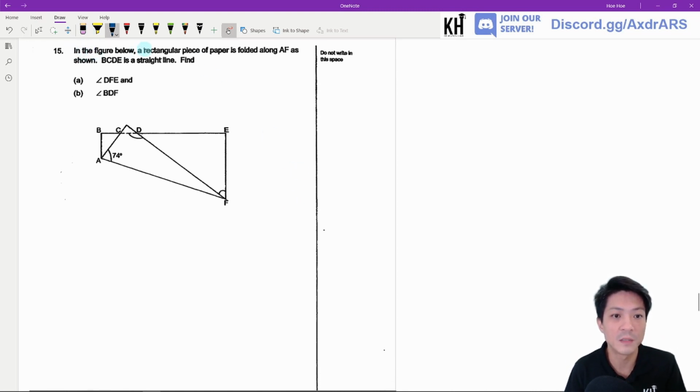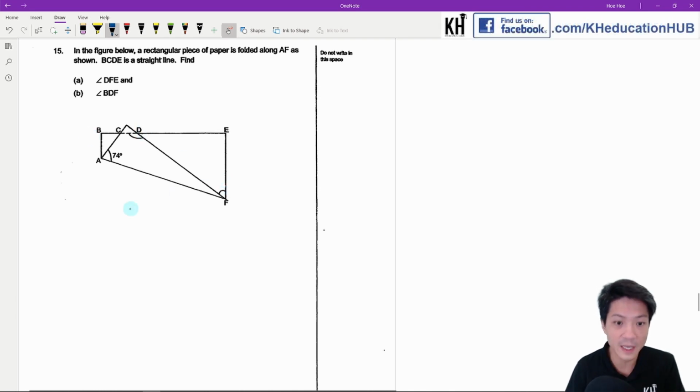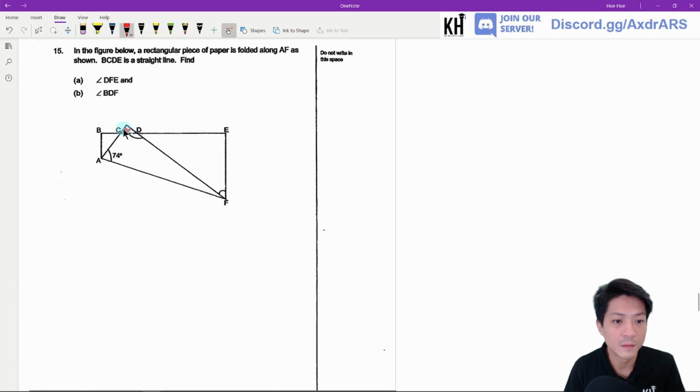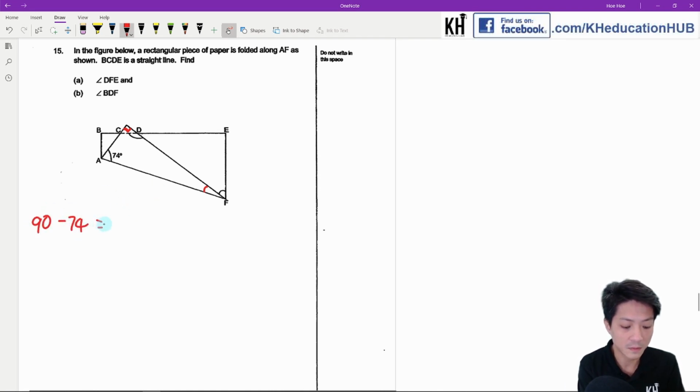Question 15. In the figure below, a rectangular piece of paper is folded along AF as shown. Okay, BCDE is a straight line. Find angle DFE and angle BDF. Okay, so we're gonna find BFE first. Okay, this is 90 degree. And I'm gonna find this angle over here first. That would be equal to 90 minus 74, 16.